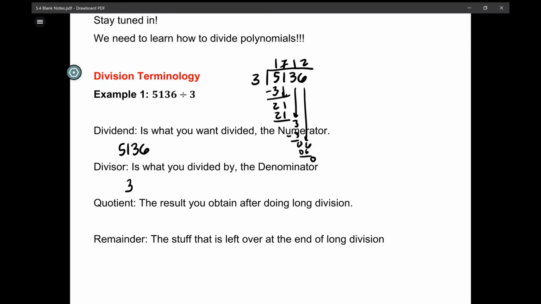The quotient is the result you obtain after doing long division. So in this case, our quotient was 1712. And the remainder is any of the stuff left over. So if this had not been divisible by 3, that could have been a 1 or a 2. So our remainder in this case is 0. So those are all words that we need to remember how to use.